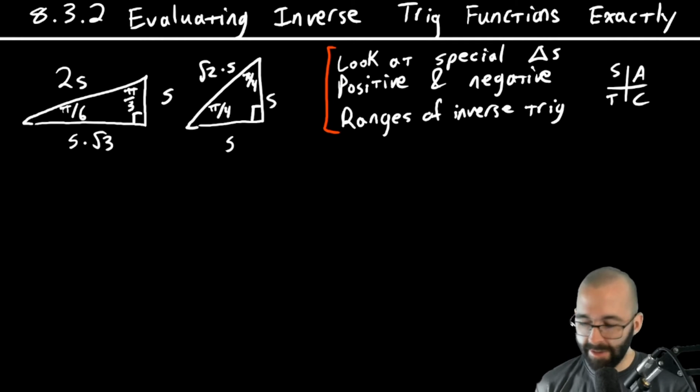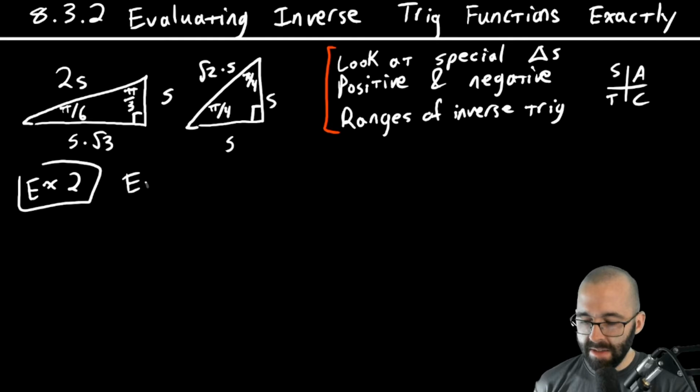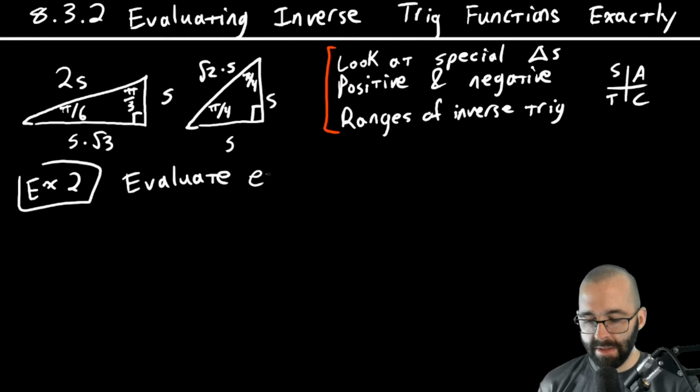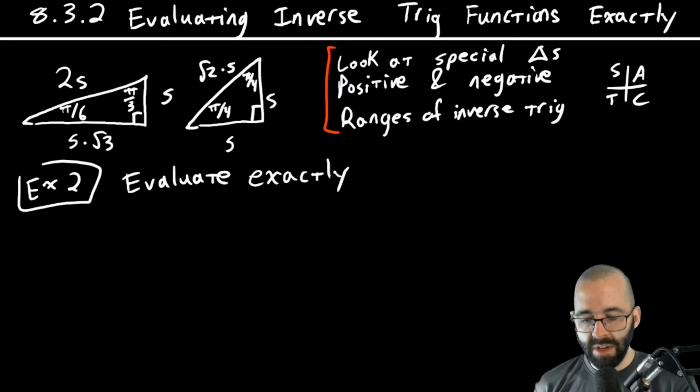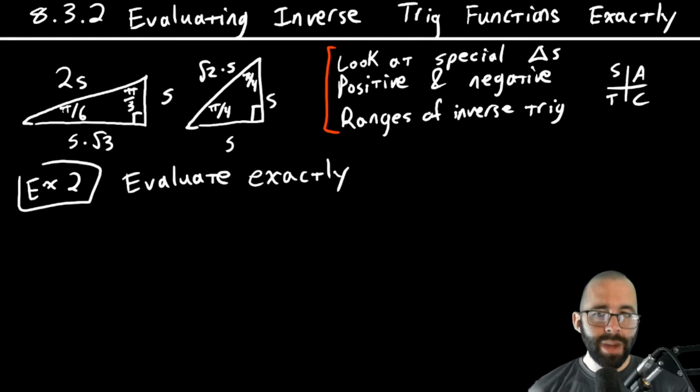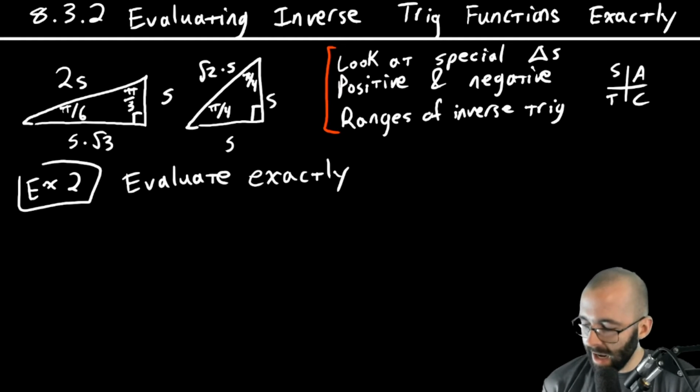Maybe not have a 20-minute video for once, and jump into example 2. Evaluate exactly. The calculator can approximate, but some calculators aren't very good at doing things exactly. They'll give decimal approximations, very good decimal approximations, but still decimal approximations. But if we want to evaluate exactly, we can also do this by hand.